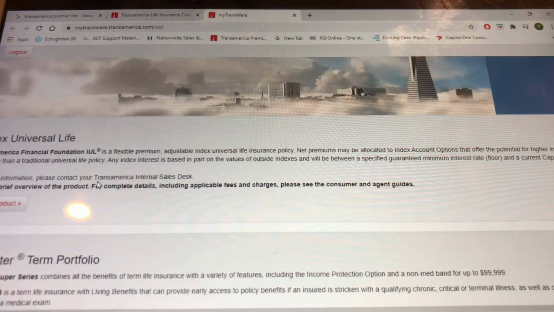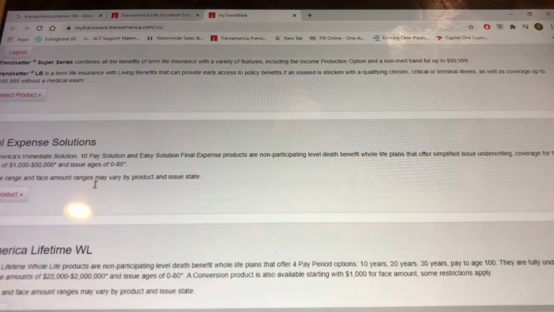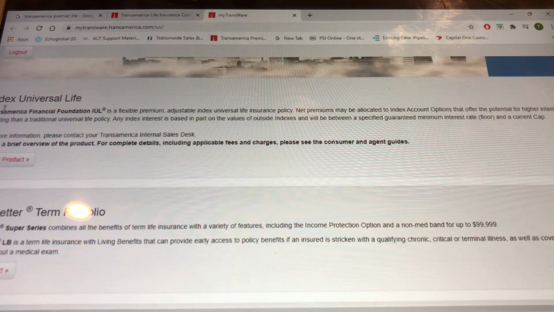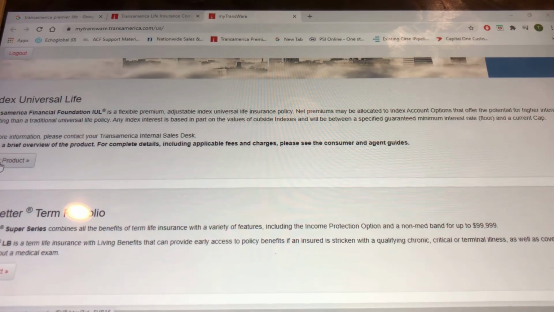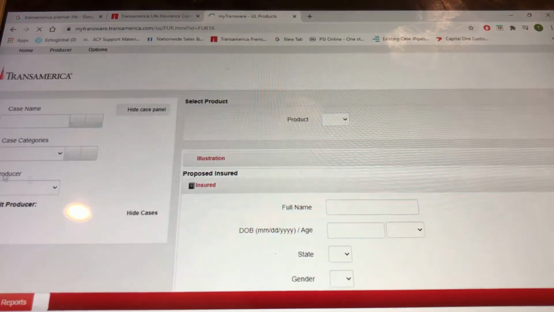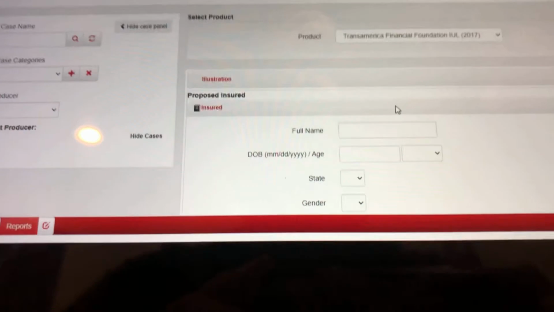So from there, where it says Select Product, we'll click the first one where it says Index Universal Life. Select Products. We'll click that. Okay, now it brings us to this window.